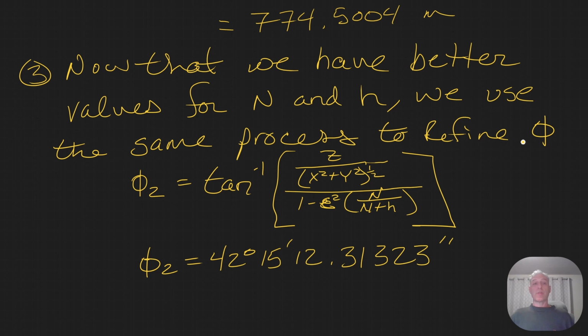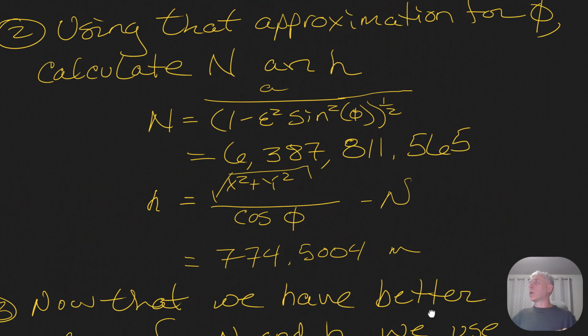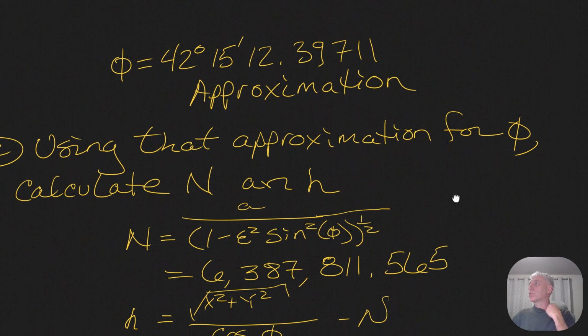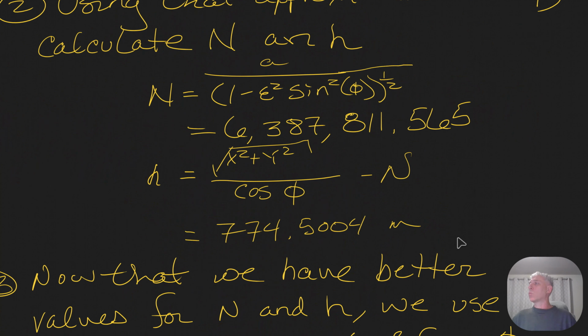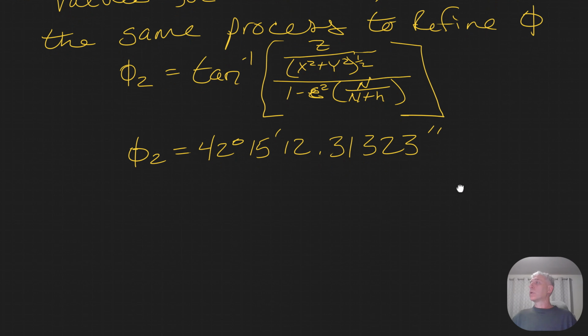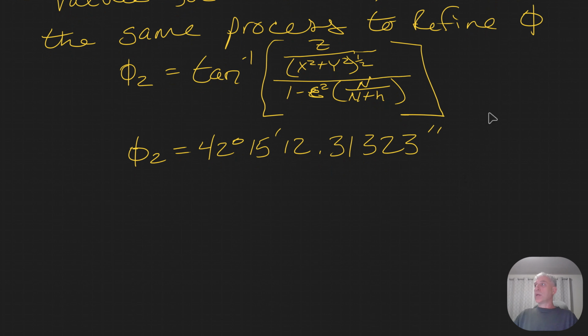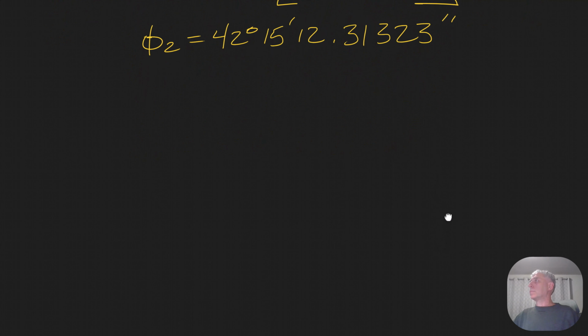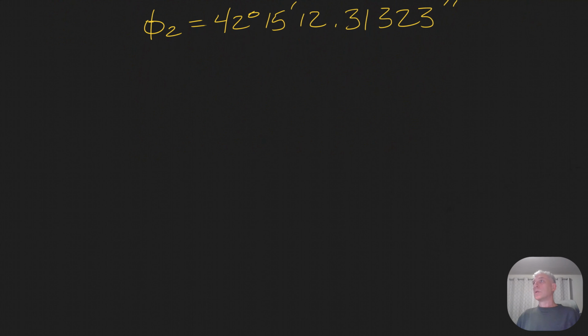So we started with a height that was almost 800 meters short. We extracted a latitude, and the latitude we extracted was pretty close to that, wasn't it? So 42, 15, 12.39711. And now we have the same degrees, minutes, and integer seconds, and then just a little bit of change in the decimals. So then we just do it again. And again, and again.